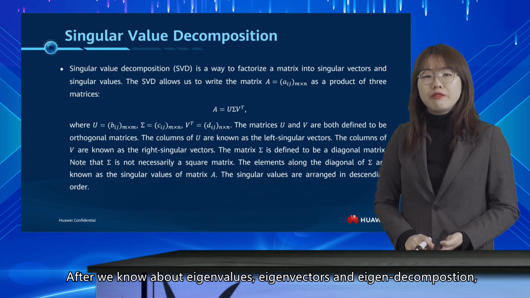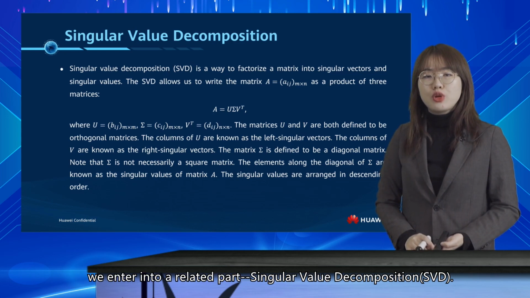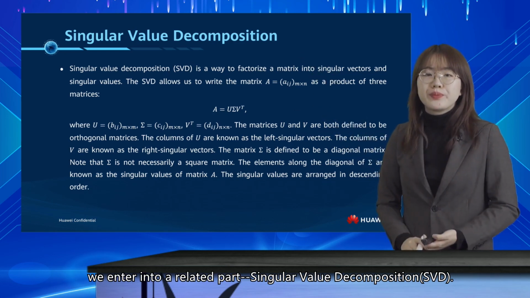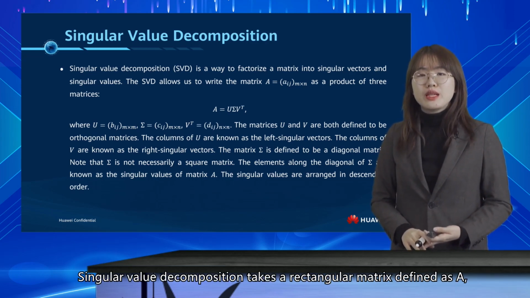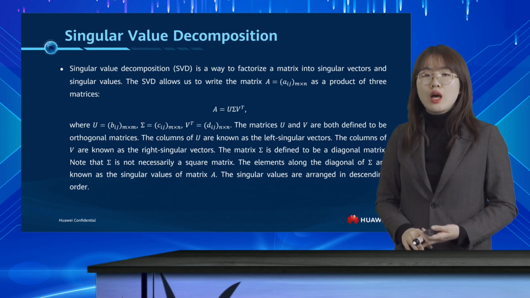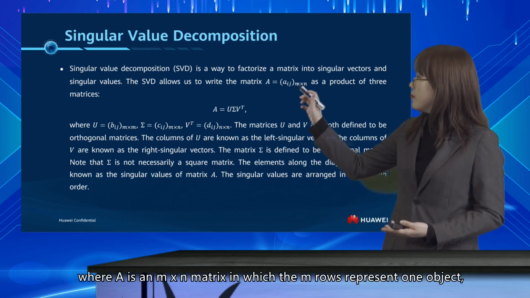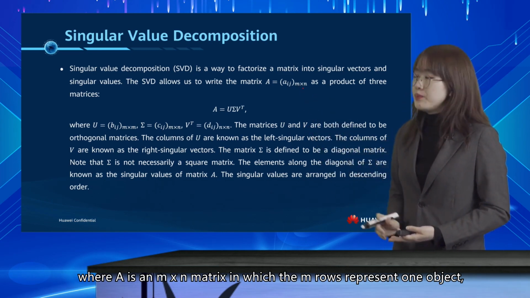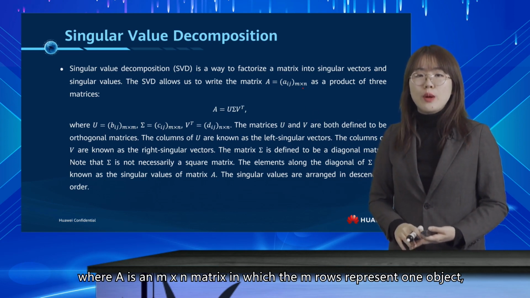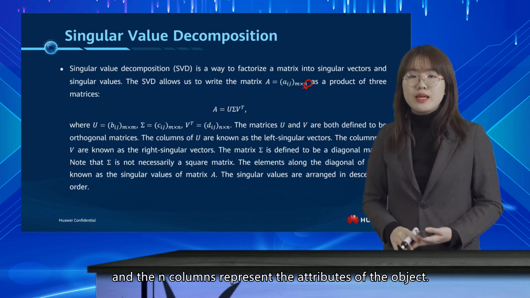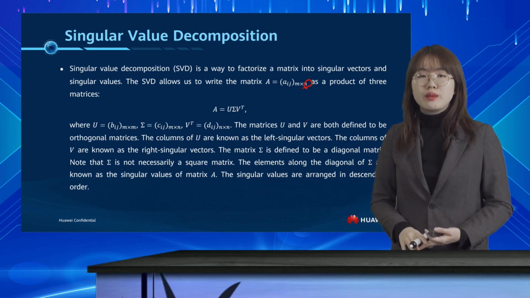After we know about eigenvalues, eigenvectors, and eigendecomposition, we enter into a related part, singular value decomposition, SVD. Singular value decomposition takes a rectangular matrix defined as A, where A is an m by n matrix in which the m rows represent one object and n columns represent the attributes of the object.